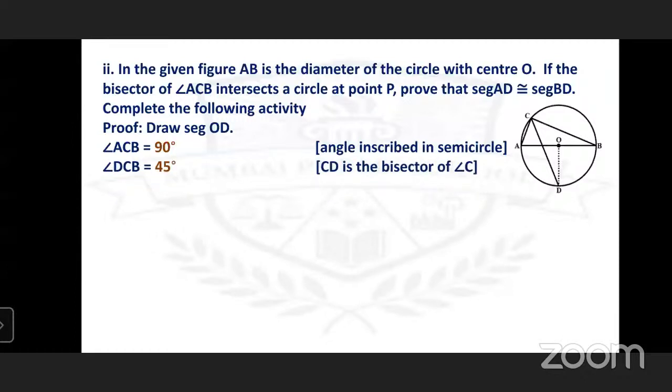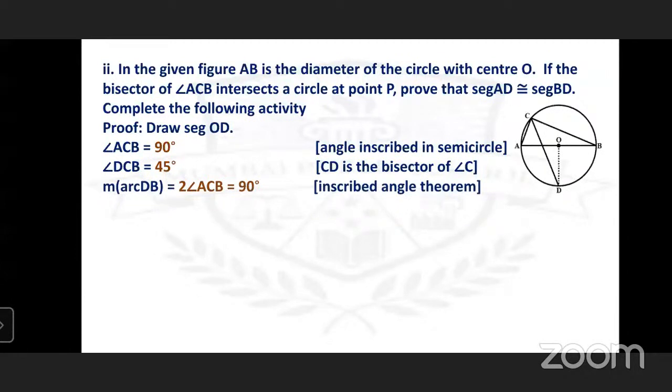Second, DCB. So DC is the angle bisector of angle C. Angle C is 90 degrees, so CD divides it into two parts. That means CD is the bisector of angle C. Therefore DCB is equal to 45 degrees. So in the second box we write 45 degrees.